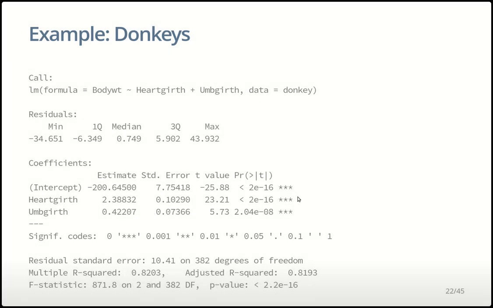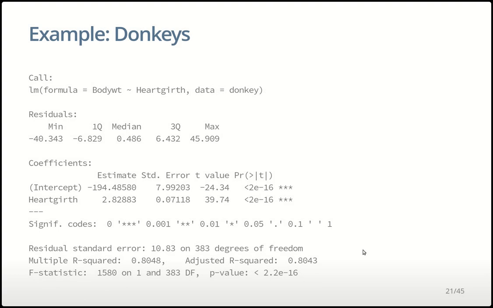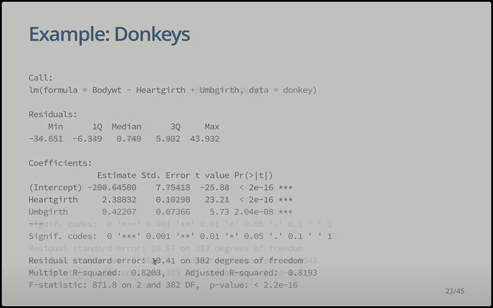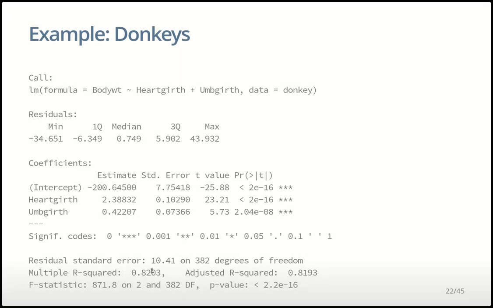Now you can see the p-value for heart girth is still really, really tiny. So that's telling us that heart girth does make a difference. Similarly, the p-value for umbilical girth is really tiny. So that's telling us that umbilical girth also makes a difference. You can see that the R squared is a little bit higher. Before it was 0.80 and now it is 0.82. So we've explained more of the variation by adding the umbilical girth in.